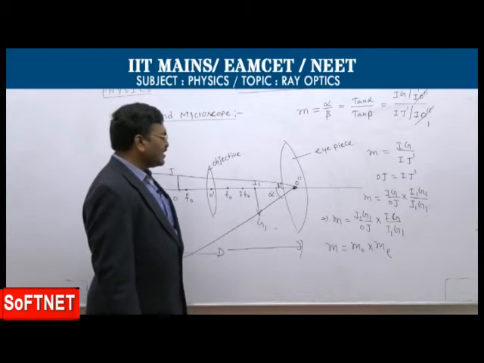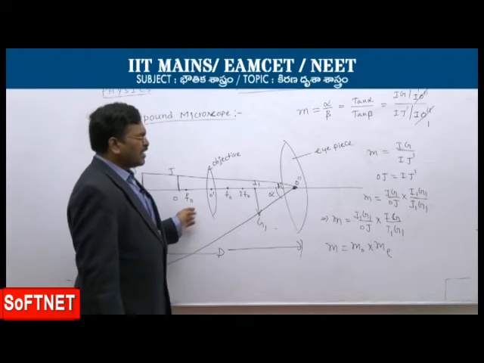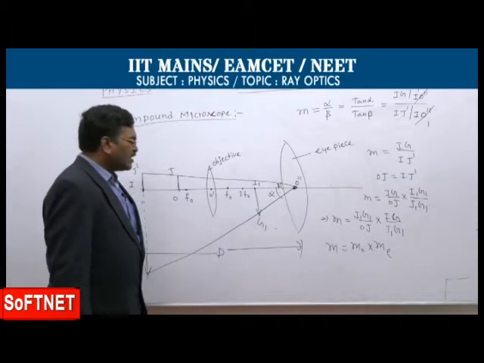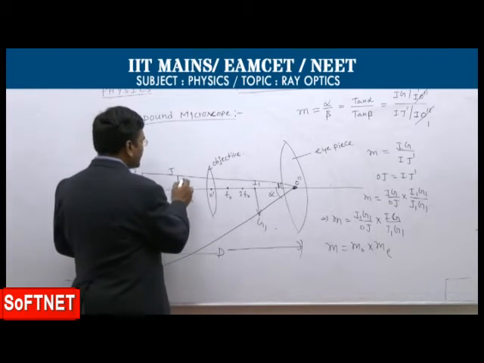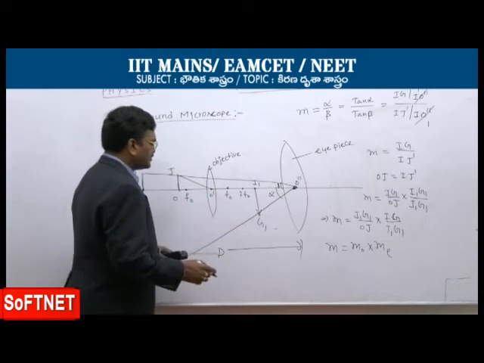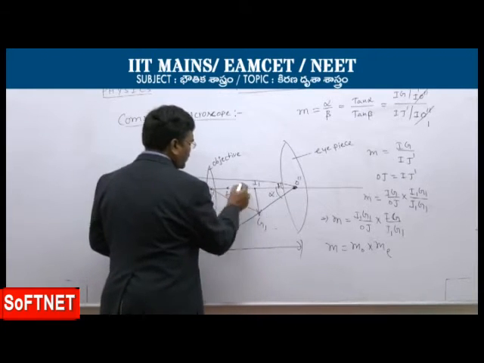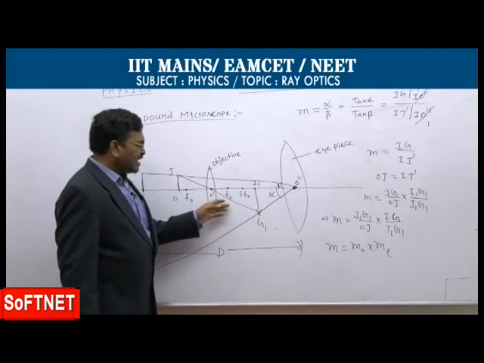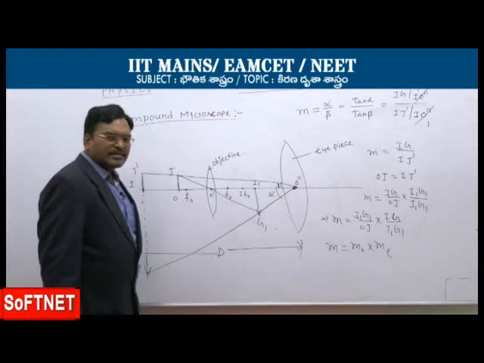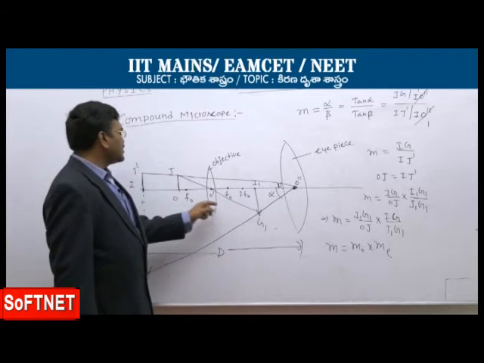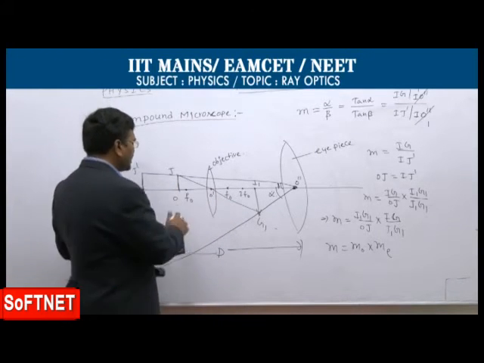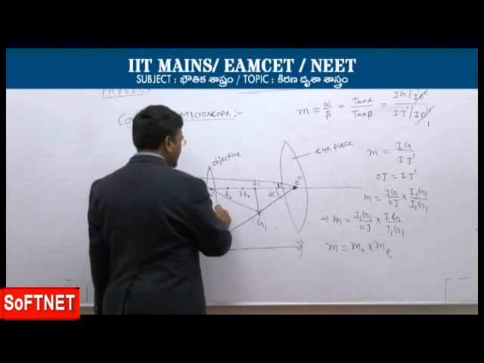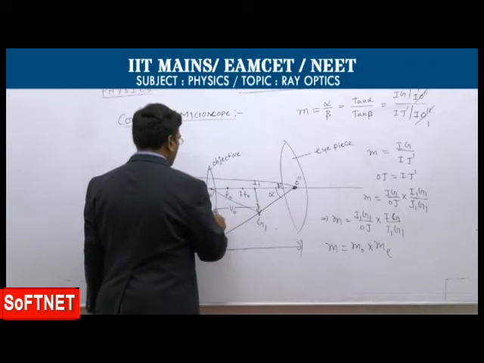Here we now calculate the M naught value. M naught is I1 G1 by Oj. Now, triangles O dash J and I1 O dash G1 are similar triangles. So the ratio of corresponding sides is equal. So I1 G1 by Oj is the ratio of image distance to object distance: V naught by U naught.